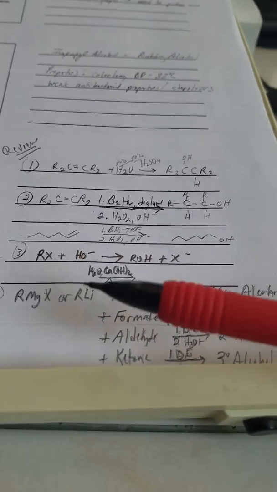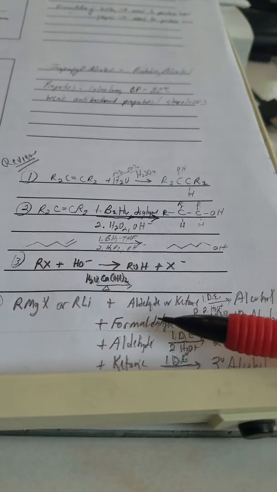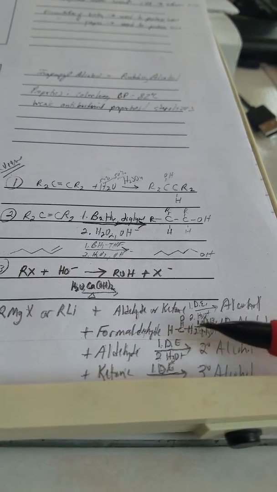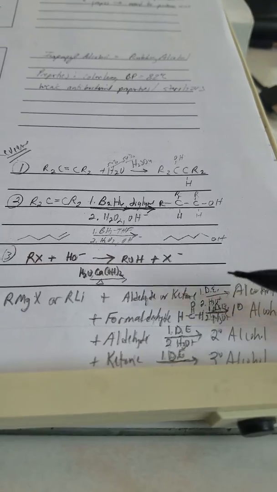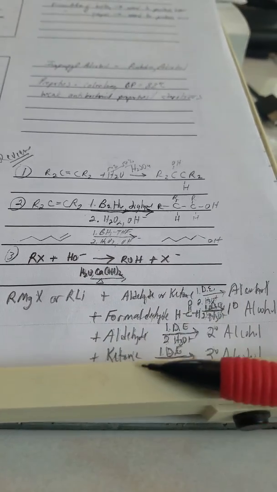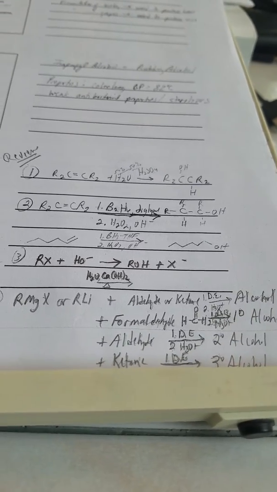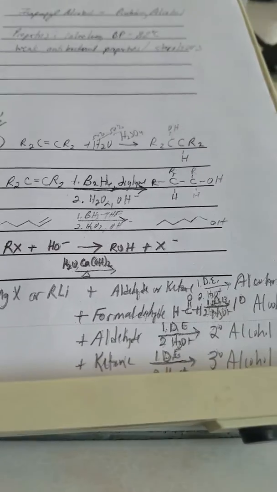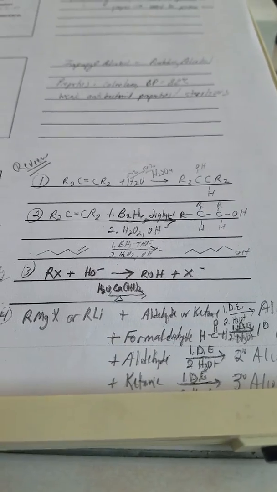So it doesn't really matter which one of these you start with. If you use formaldehyde, which is your simplest aldehyde, you're going to make a primary alcohol. If you use any other aldehyde, you'll make a secondary alcohol. And if you use a ketone, you'll make a tertiary alcohol. So those are just reviewing over the reactions that we've done already to make alcohols.